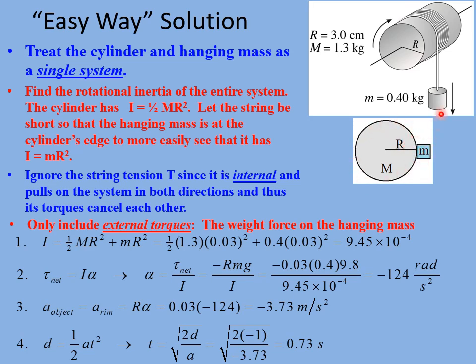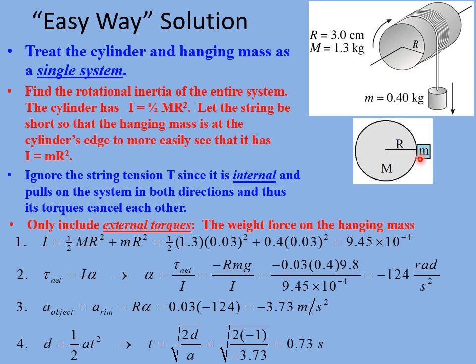So imagine making this string really short. The system hasn't changed at all, right? We're just shortening the string. So now the mass is basically part of this cylinder here. And we can see that this mass is a radius r from the center of the axis of rotation. So as this thing starts to fall, it is in a sense rotating. All right, so that's one of the tricks here.